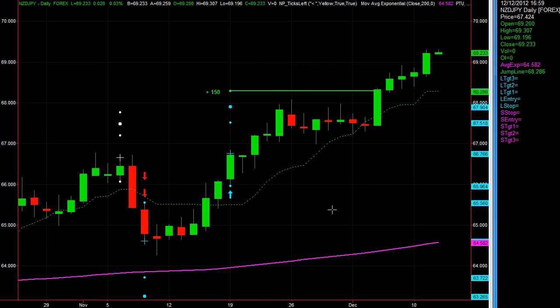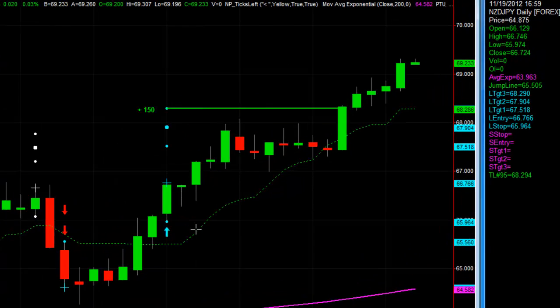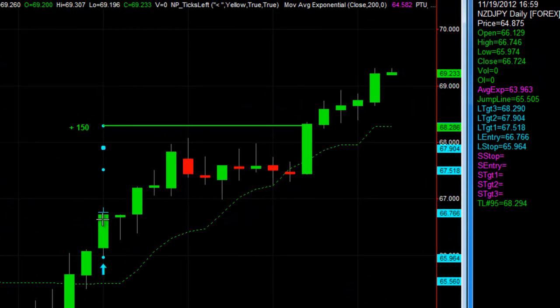The Kiwi yen, the New Zealand dollar Japanese yen, is in a really nice trade dating back to November 19th. I mean, this trade took me 5 minutes to place, and I really haven't had to do anything except increase my stop and trail. Got 150 pips on the first part of my position, and it's still trailing higher. This pair is up already over 1,900 pips just this year alone.